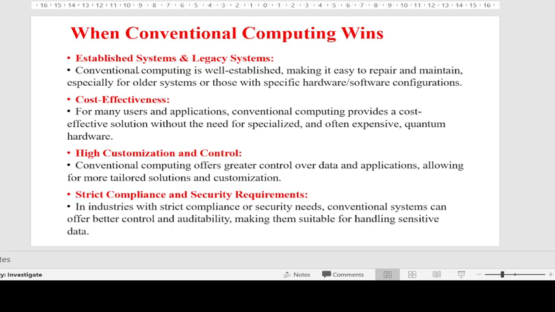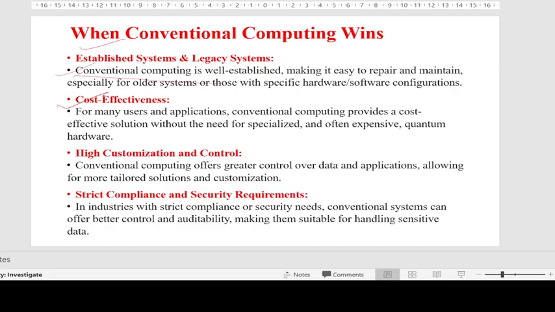Next, this is fine, but when does conventional computing win? It means when conventional computing will actually work better, apart from the cases where deep learning works better. So when does conventional computing win? The first one is established systems and legacy systems. Some systems already exist or are established, and those systems work better. Legacy systems can work, and conventional well-established systems work better.